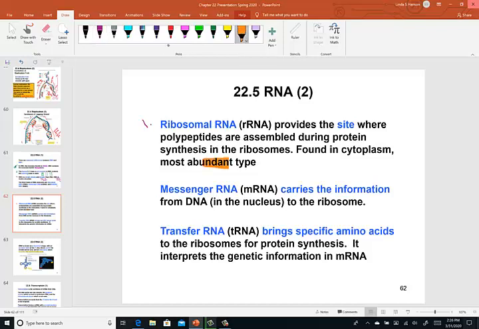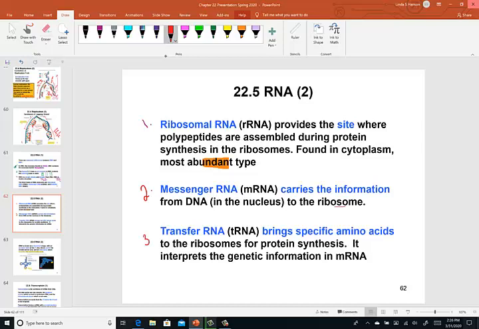The second category is messenger RNA. We said it's abbreviated as mRNA, and it carries the information from the DNA, which of course we know is in the nucleus, out to the ribosome where the rRNA is located.